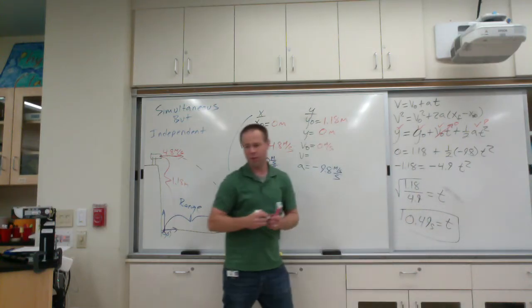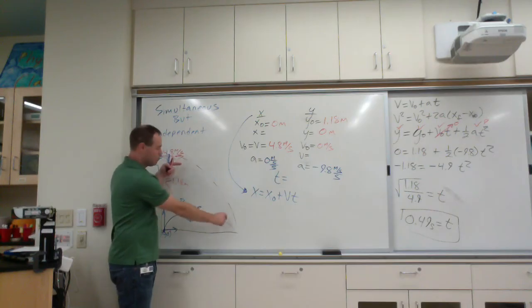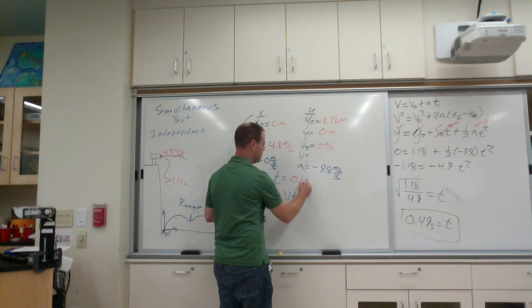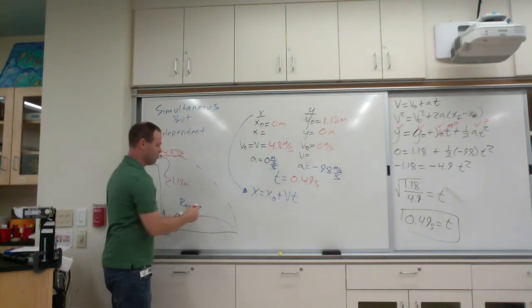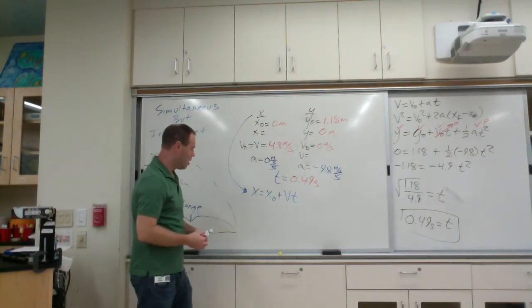So gravity's pulling that ball down as it flies through the air, and finally after 0.49 seconds, boom, it's going to hit the ground. Well, now that we know that the time is 0.49 seconds, we can use that to find the final position in the x, or the range in the x. And we can use our constant velocity equation to find that.